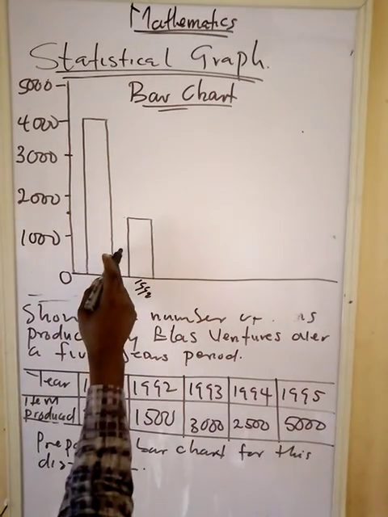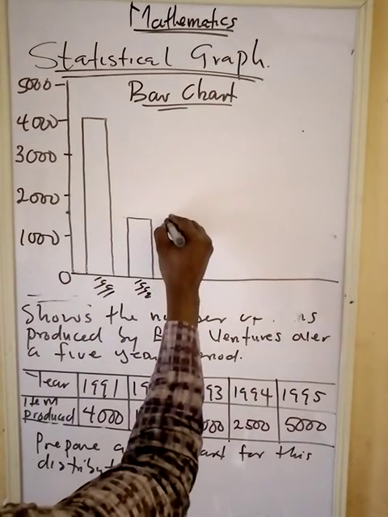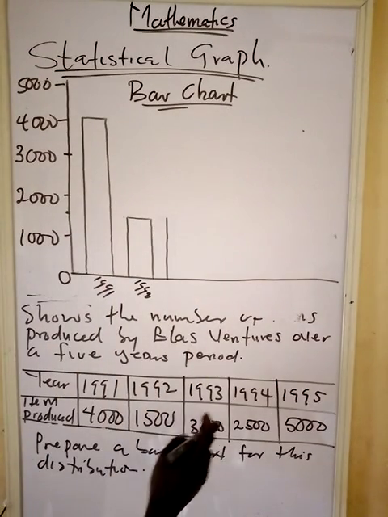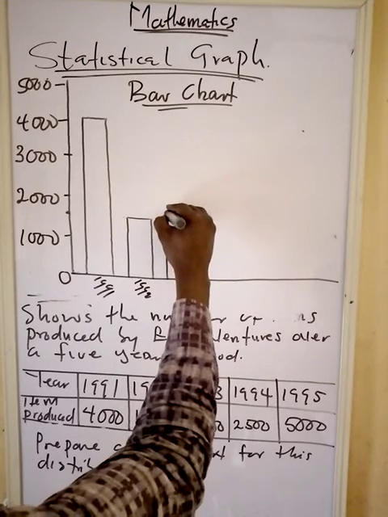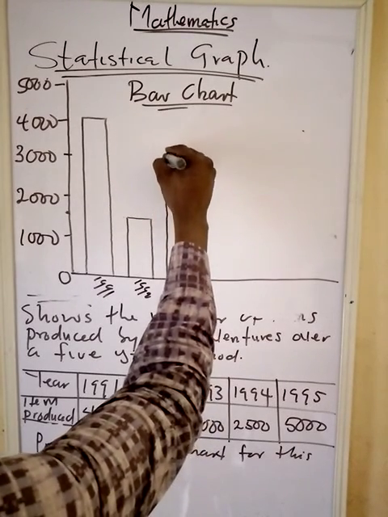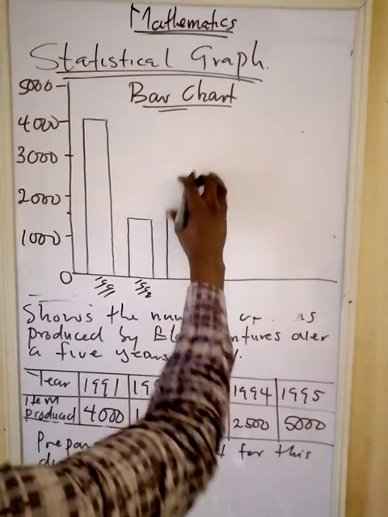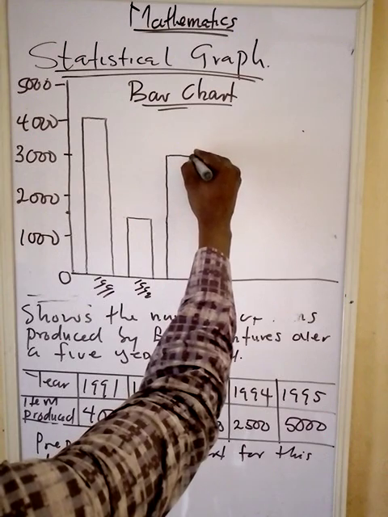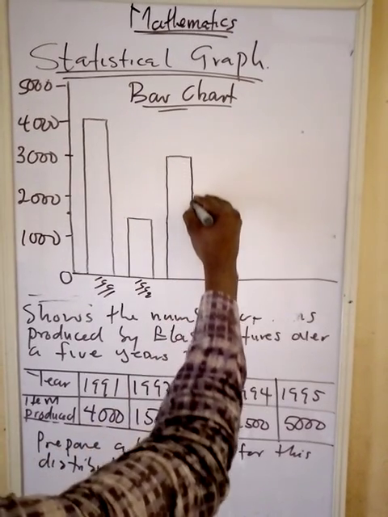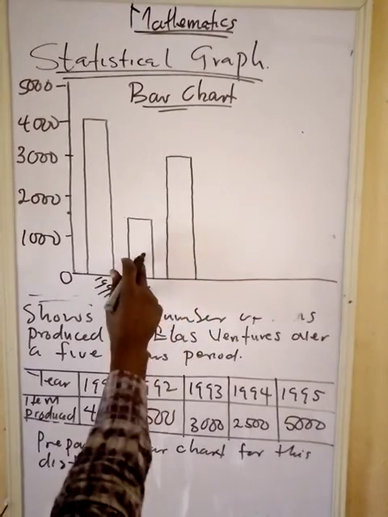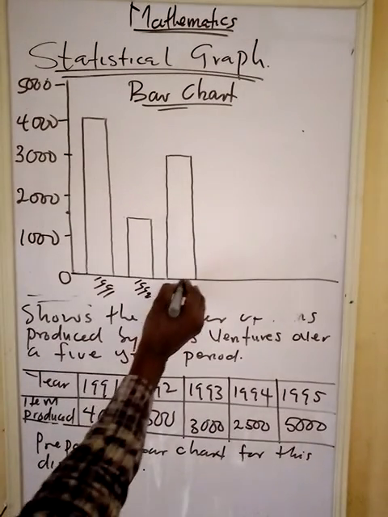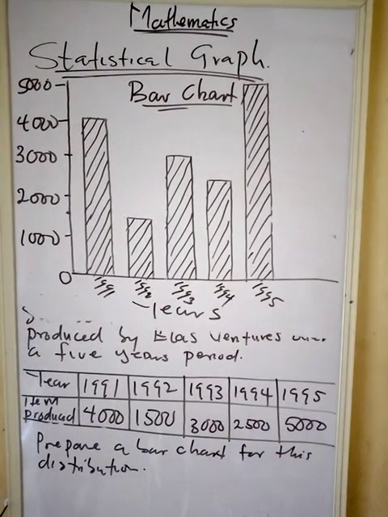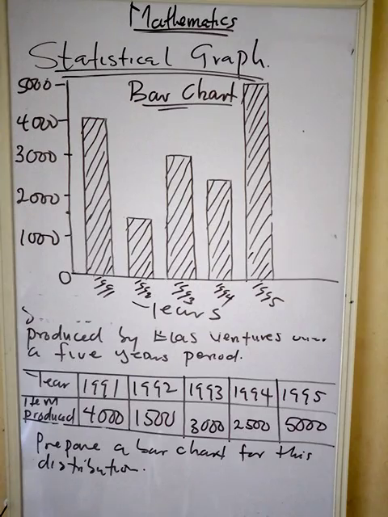The gap between this and this must be the same. This gap and this gap must be the same. So 1993 is 3,000. I will drop this to 3,000. This is my 3,000. So this must be the same as this. Their width must be the same. So if you look at the board, we have represented this very well.